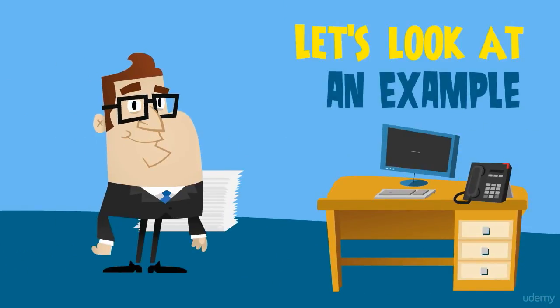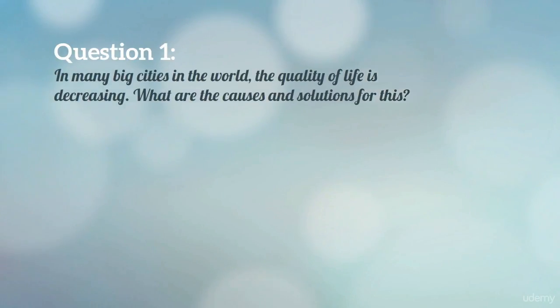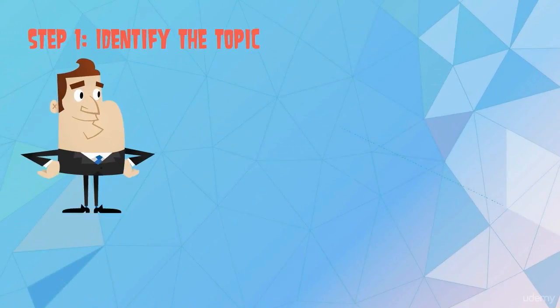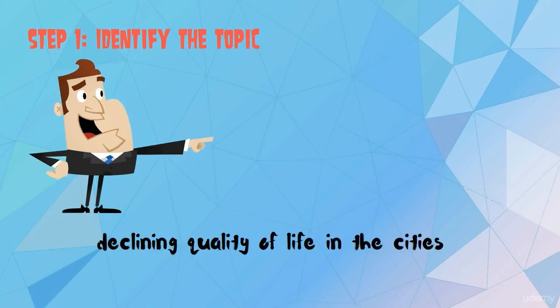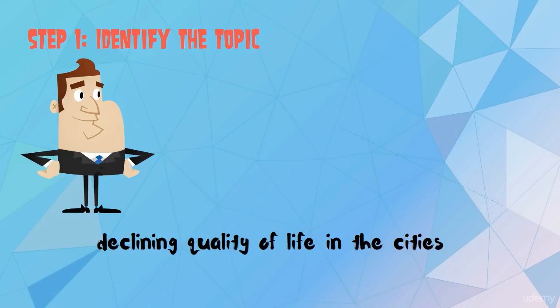Let's look at an example. The question here is, in many big cities in the world, the quality of life is decreasing. What are the causes and solutions for this? The first step we need to do is to identify the topic. So the topic of this question is the declining quality of life in the city.